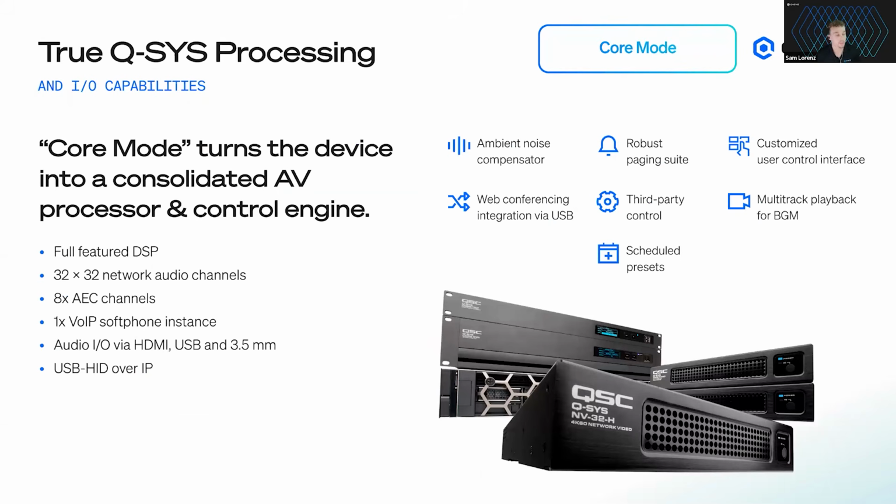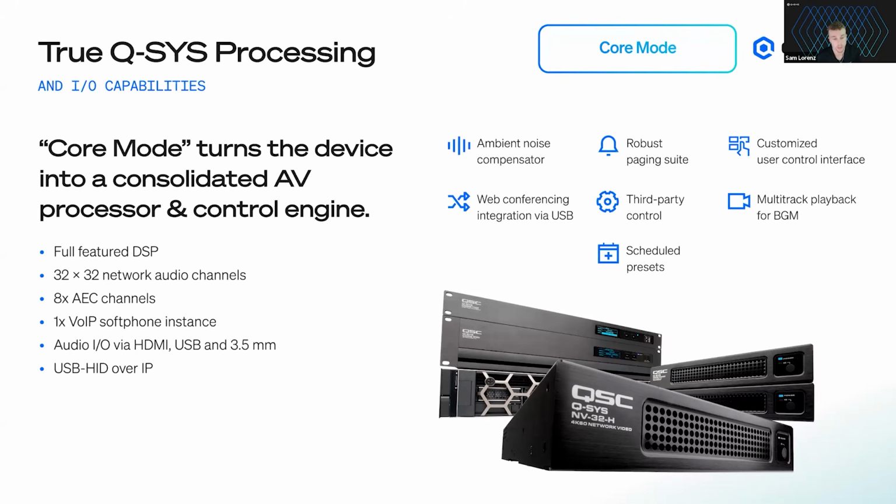So in core mode, it's a full DSP. You get 32 in by 32 out networked audio channels. It does have the ability of up to 8 AEC channels. With the NV32, you can have a VoIP soft phone instance on it as well, and you still get the same audio I/O with the HDMIs, being able to route those where you want them to go.